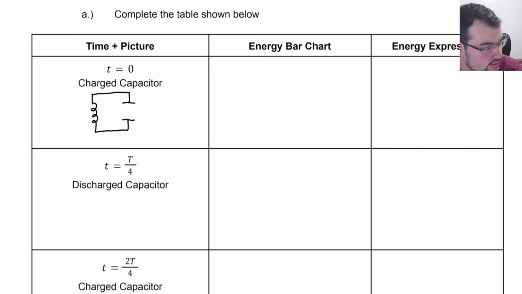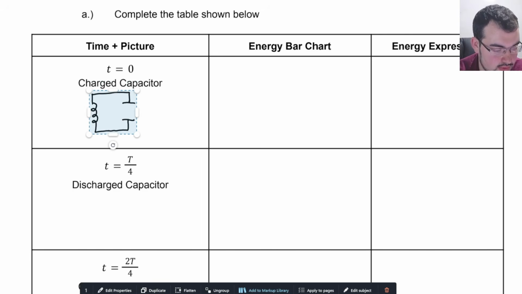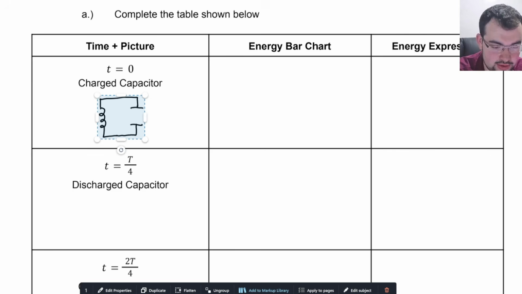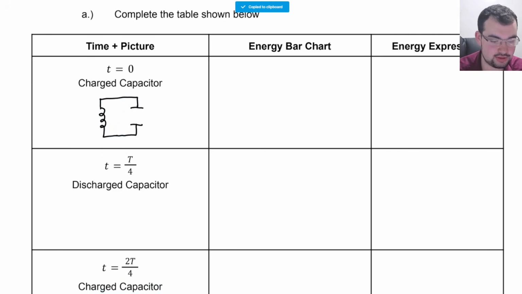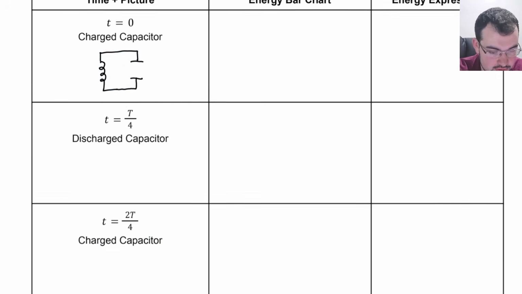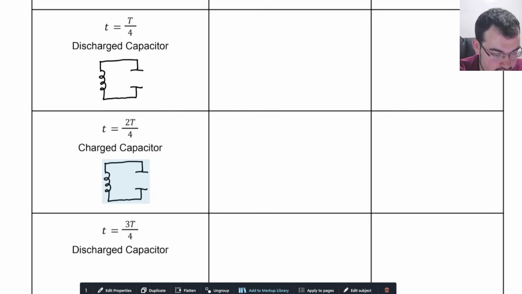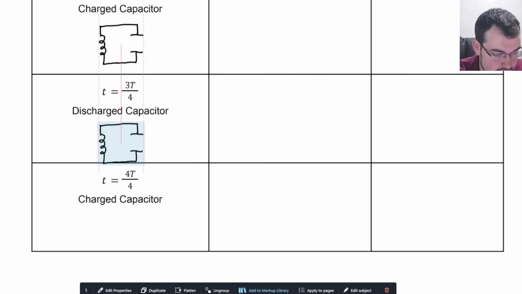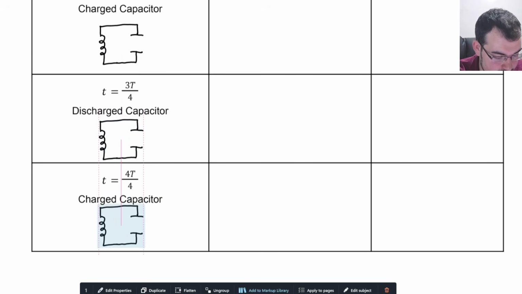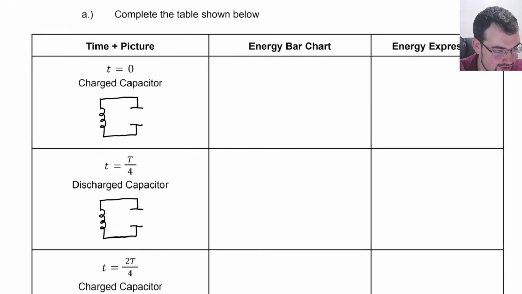All right. So we're just going to look at the different extremes of the LC oscillator. So I'm just going to paste, paste, paste, and paste. Great, lovely. And we have these 4 or 5 key times here.